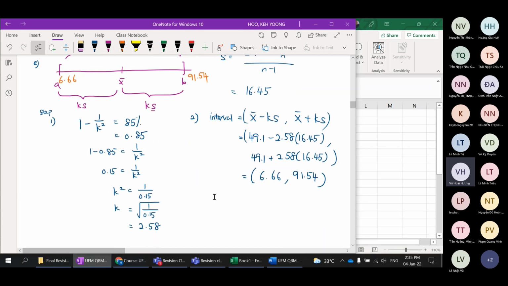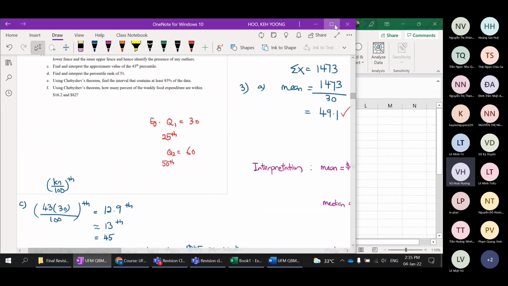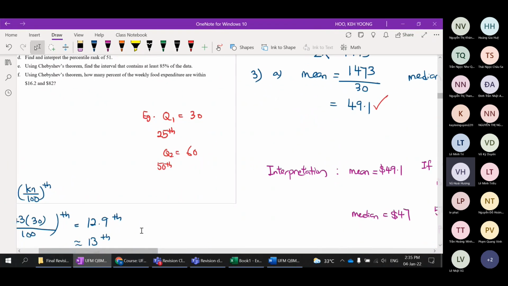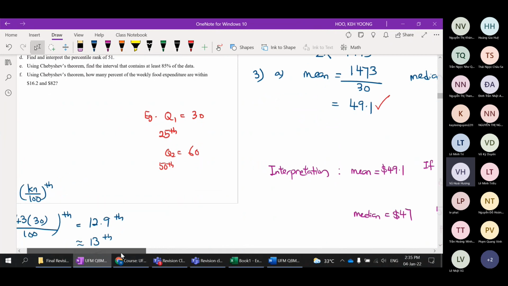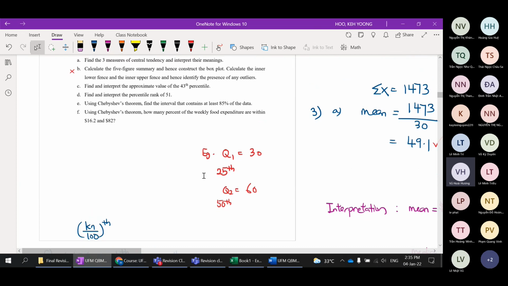Okay, there are 2 steps to find the interval when you are given the percentage. You guys follow? Yes. Okay, question F then. Using Chebyshev's theorem, how many percent of the weekly food expenditures are between 16.2 and $82?